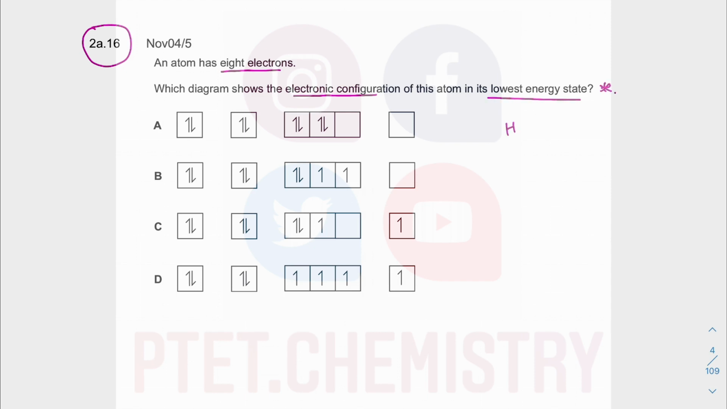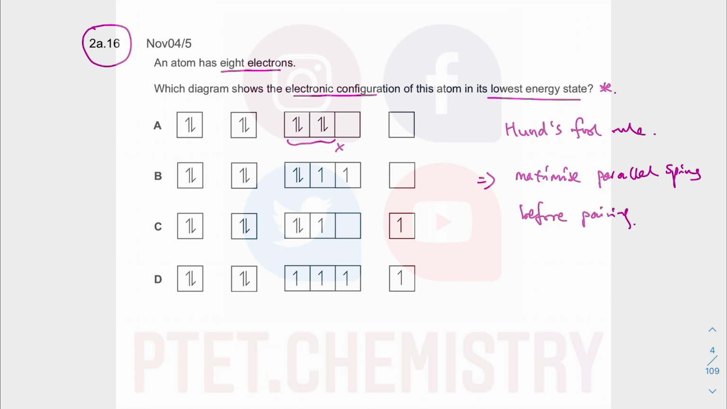So we know about Hund's first rule, that is to do with maximize parallel spin. So we want to fill in with as many parallel spin as possible first before pairing them. Okay, so maximize parallel spin before pairing. So that means this already breaks Hund's first rule, where it already pairs up before filling in with more of the parallel spin first.